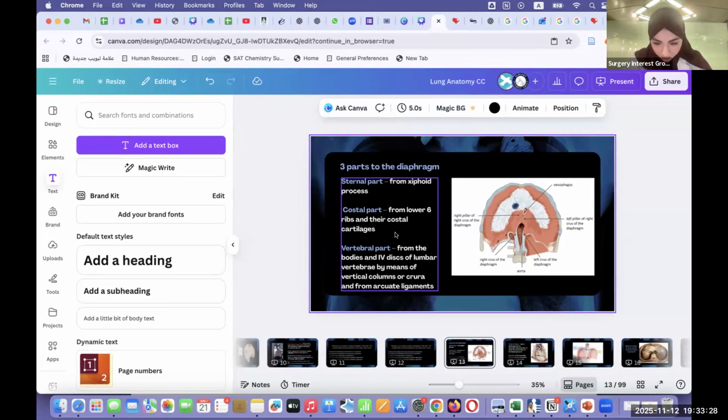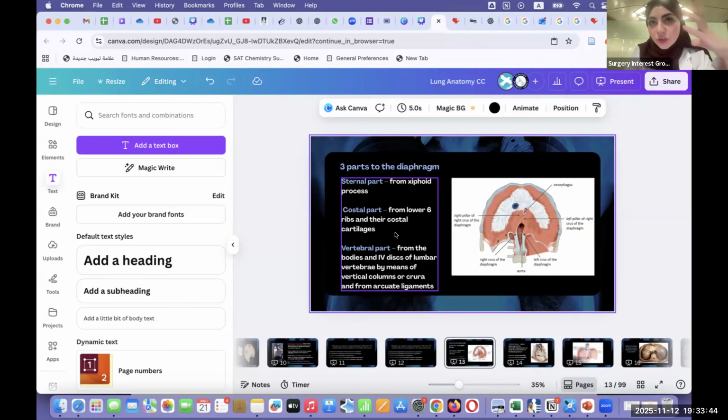Very easy question. Let's say you guys answered, it will separate my thorax, exactly, my thorax from my abdomen. So I have my abdominal cavity and here I have my thorax. So this is going to be the separation between them.